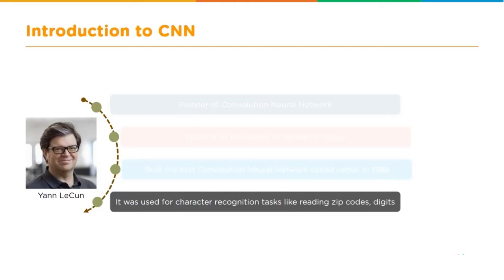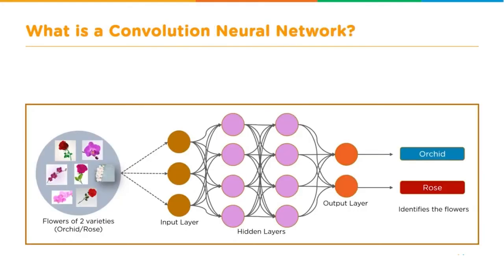We'll begin our introduction to the CNN. A pioneer of convolutional neural networks, Yann LeCun, was the director of Facebook's AI research group. He built the first convolutional neural network, called LeNet, in 1988. So these have been around for a while and have had a chance to mature over the years. It was used for character recognition tasks like reading zip code digits, processing mail and automating that process.